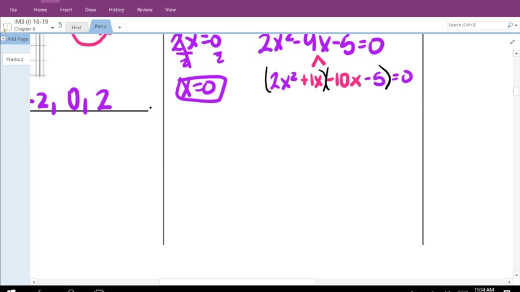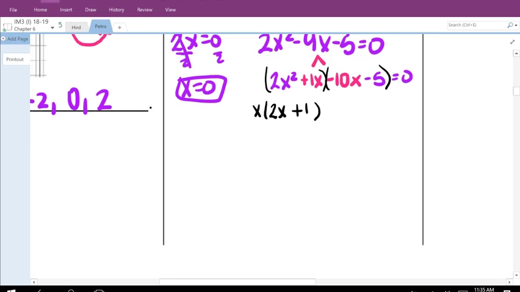The first group. What can I factor out between 2x squared and 1x? 1x, or just x. And let's see what's left over. 2x squared divided by x gives me what? Very good, 2x. 1x divided by 1x gets me 1. Questions on that one?